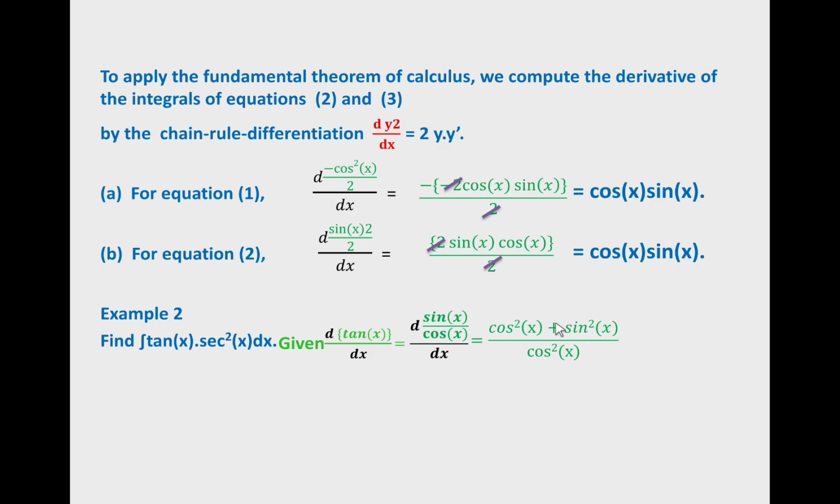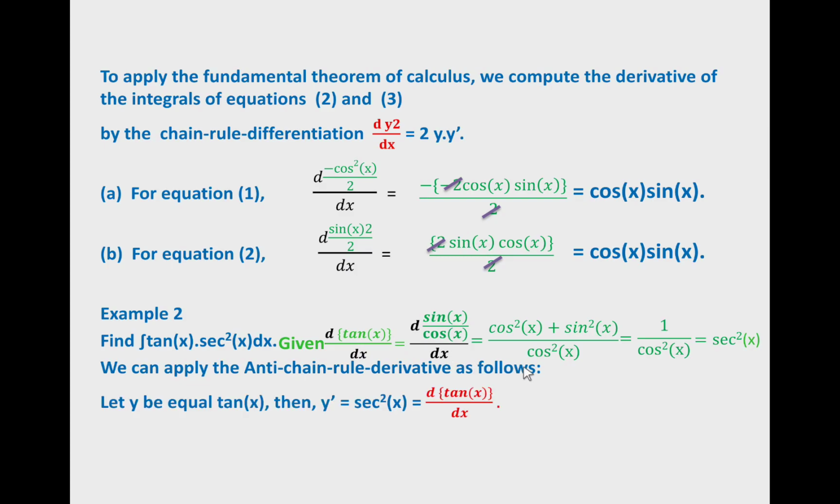So we know that cosine square x plus sine square x is equal to 1, and that will lead us to 1 over cosine square x, but the reciprocal of that will be sec square x. So now we proved that the derivative of tan x is equal to sec square x. That means this is valid now and we can use our theorem. So since we proved that the derivative of tan x is sec square x, we can proceed with the anti-chain rule derivative, and we will do it as follows.